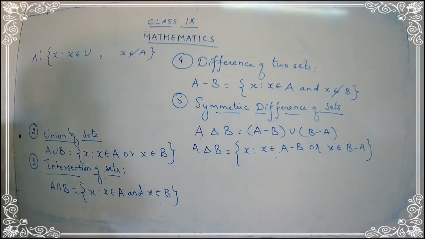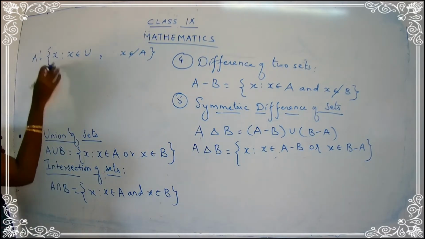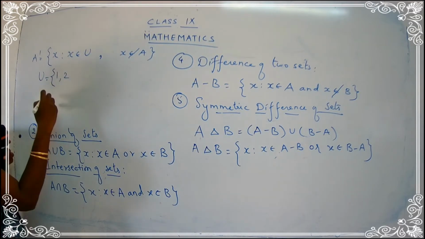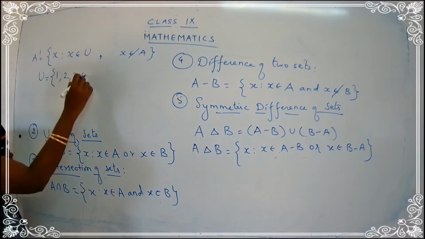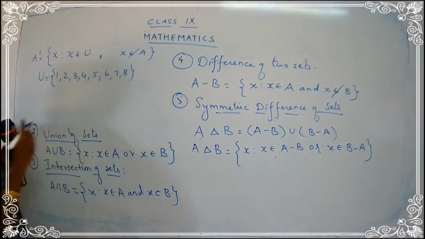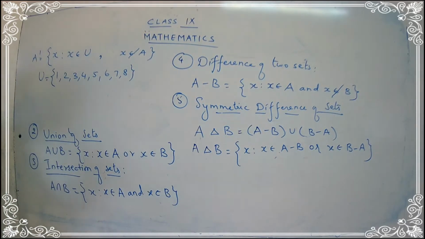Suppose you have a universal set. We have a question, okay. I'll just explain to you how to write the complement of a set. This is very, very easy, children. If you have a universal set U, which has the members 1, 2, 3, 4, 5, 6, 7, 8. So these are the members of the universal set. What are the members of U? It's 1, 2, 3, 4, 5, 6, 7, 8.